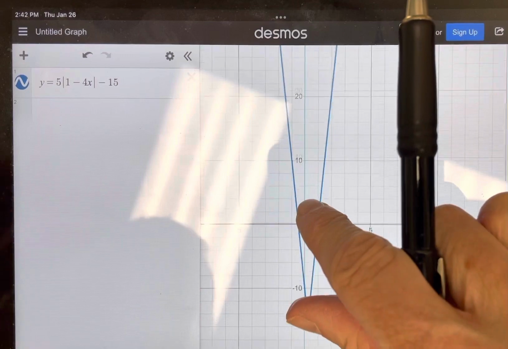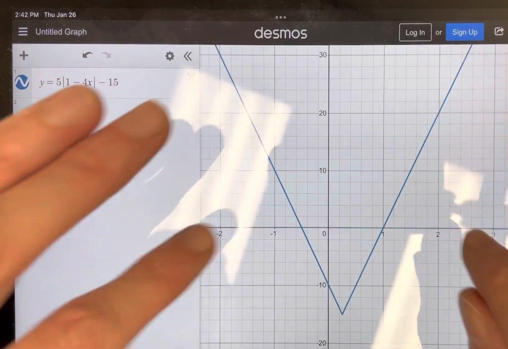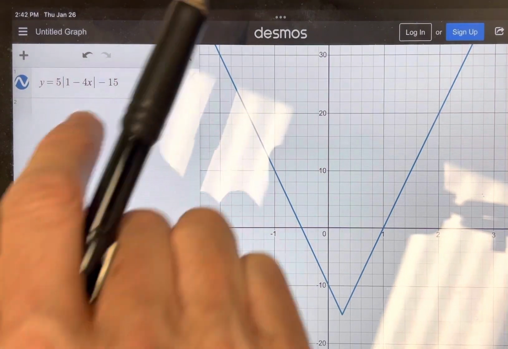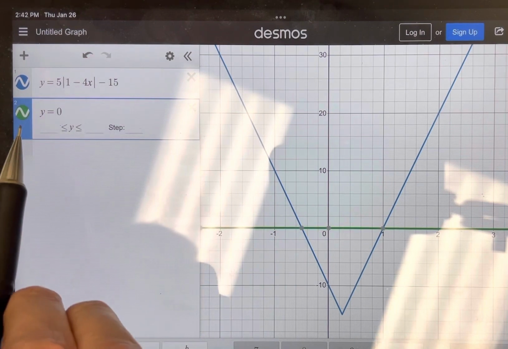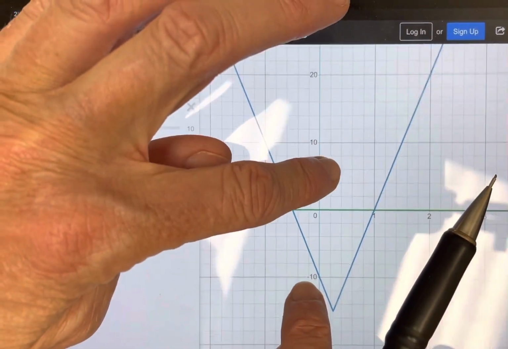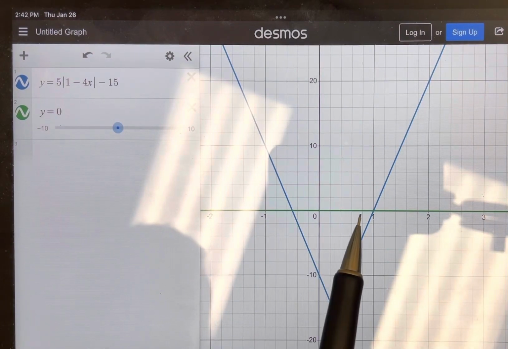So if I kind of go in like this, you can see the V shape. There you go. There's the V shape. Okay, my right side is 0. So I'll put in y equals 0. In this case, it's a green line. And of course, that's on the x-axis. You can see the y equals 0 right here, and it does indeed intersect in two places.